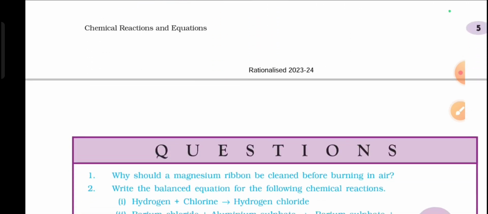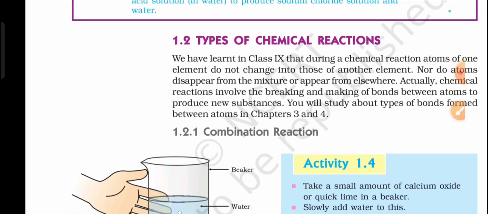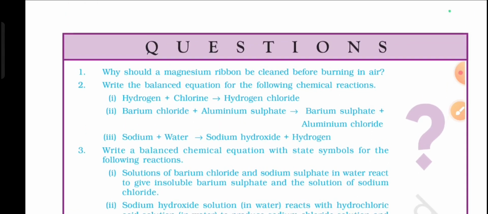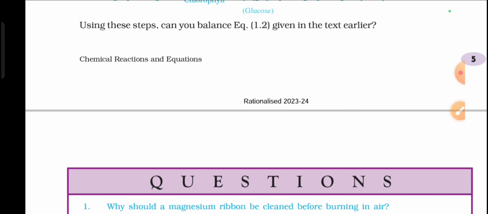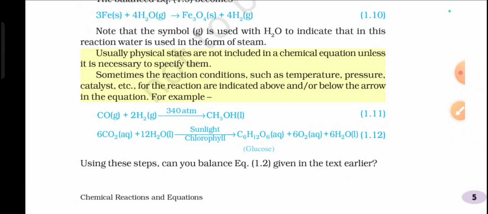Note that the symbol (g) is used with H2O to indicate that in this reaction water is used in the form of steam. Usually physical states are not included in a chemical equation unless it is necessary to specify them. Sometimes the reaction conditions, such as temperature, pressure, catalyst, etc., for the reaction are indicated above and/or below the arrow in the equation.